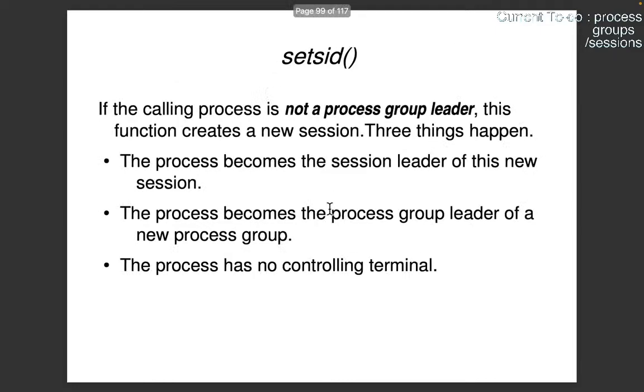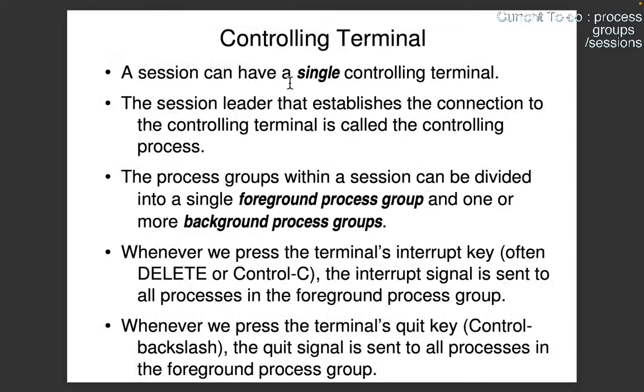Okay, so that's what you have read. The process becomes the session leader of this new session. The process becomes the process group leader of the new process group. The process has no control terminal. A session can have a single control terminal. Only the session leader can establish the connection to the control terminal, and it is called the controlling process. The process groups within a session can be divided into a single foreground process group and one or more background groups. This is done by the control terminal. Whenever I press the terminal interrupt key, the interruption is sent to all processes in the foreground process group.